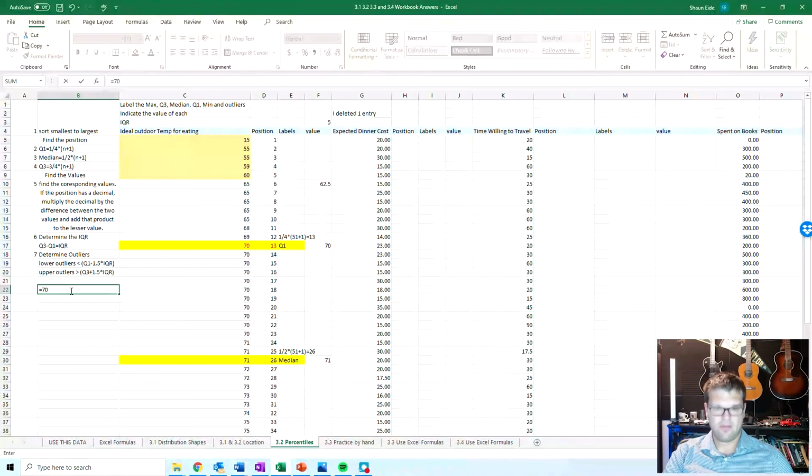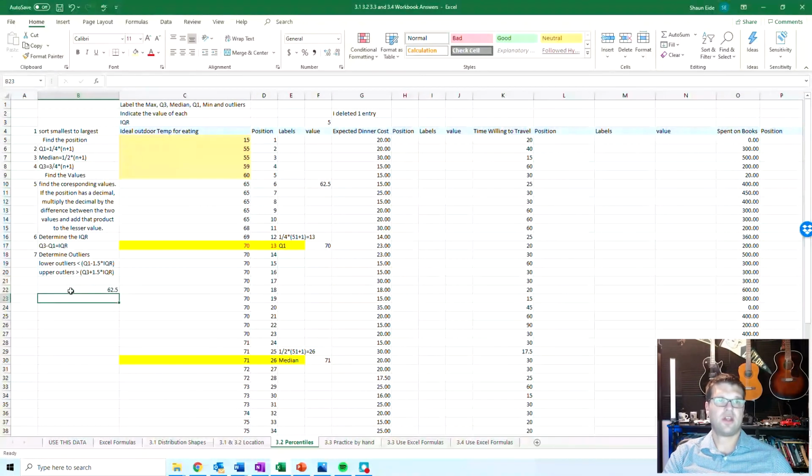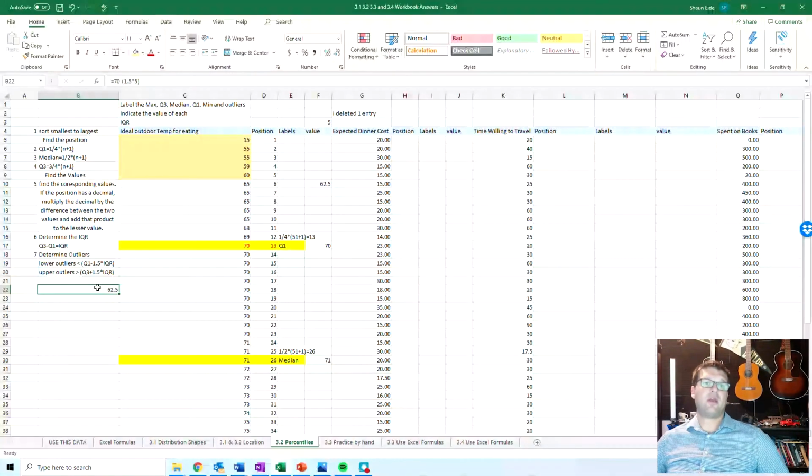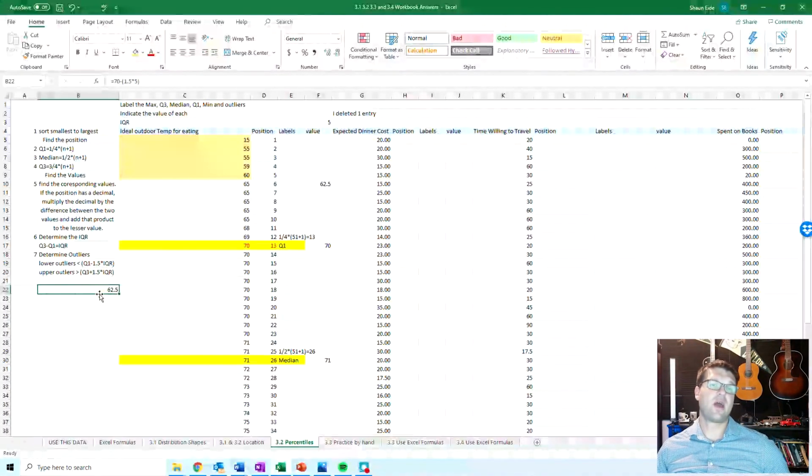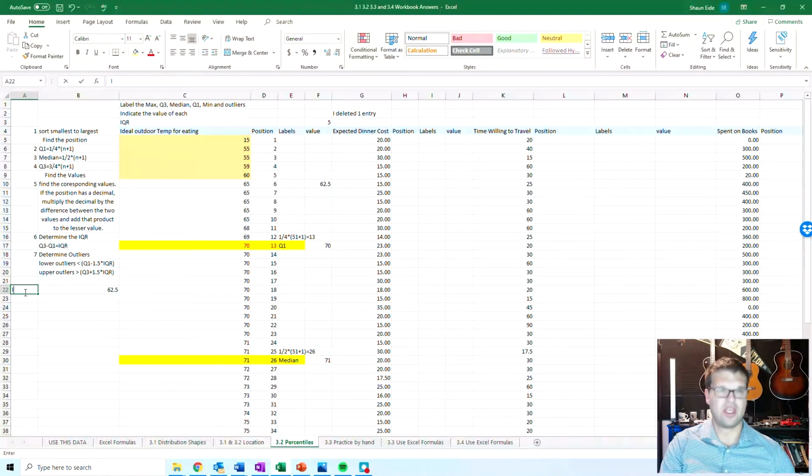Equals 70. And then I'm going to say minus 1.5 multiplied by 5, which is the interquartile range, and that gives us 62.5. So anything below 62.5 is going to be an outlier. This is a little bit more important, because this right here is what I would refer to as the outlier limit, or the lower outlier limit. So anything that is 62.5 or greater is not going to be an outlier. Anything that is less than 62.5 is going to be an outlier.